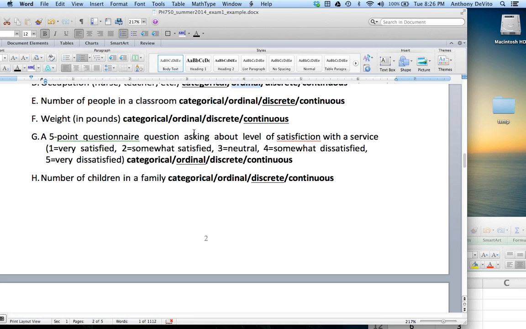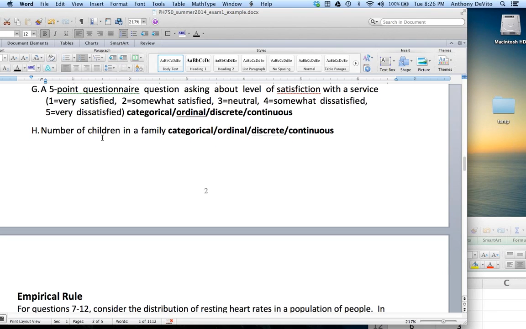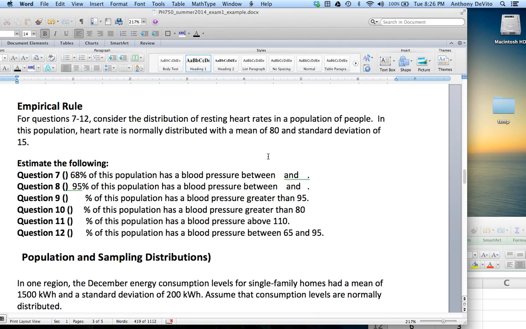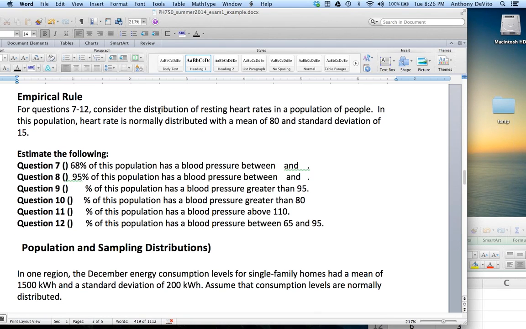Continuous. I agree it's continuous. Okay, good. Number of children in a family. How about, yeah, I think that's discrete, right? Okay, we can all accept that as discrete. I'll try and be reasonable about that stuff.